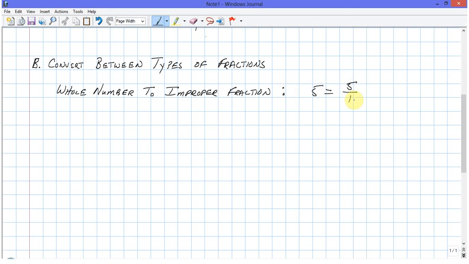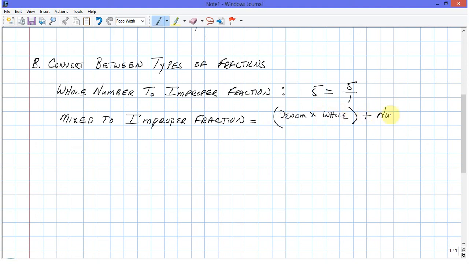Now, if I had a mixed number and I wanted to change it to a fraction, it would become an improper fraction. And how I do that is I take the denominator times the whole number part and I add the numerator, and then the denominator stays the same, so it's all over the denominator.